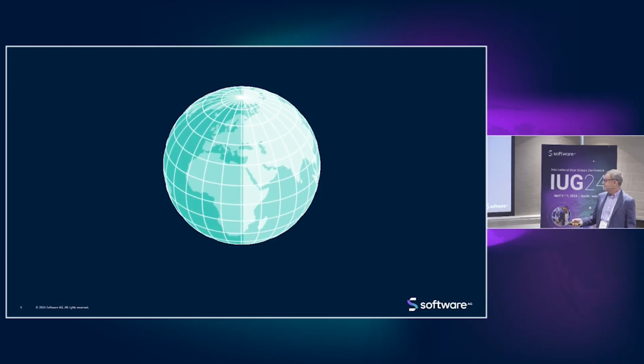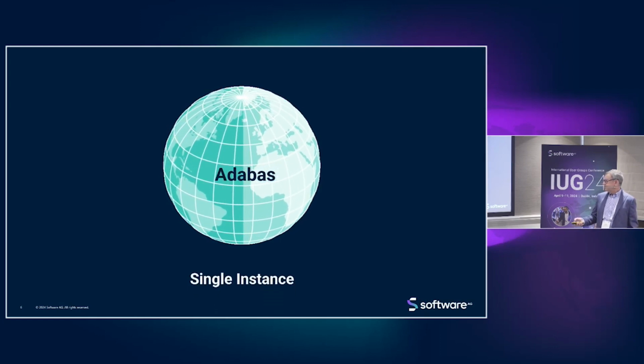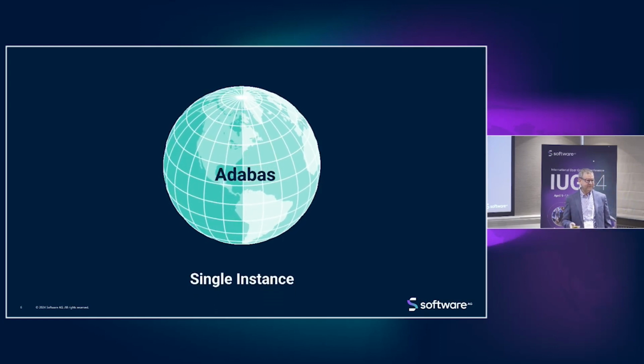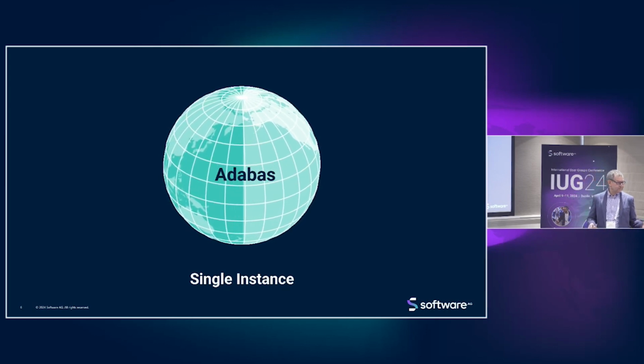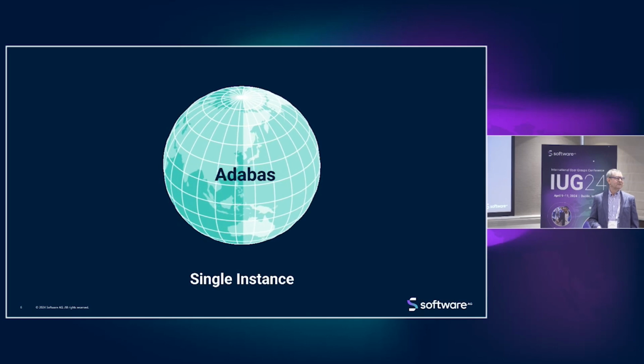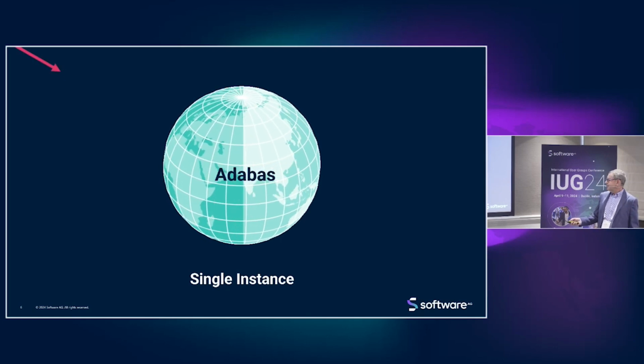And this is a picture I envisaged just to show you a representation of a single instance of Adabas running on this as a single instance. And I ask you, what happens if someone just decides to take an arrow and shoot it down? It's gone. You're left with nothing.